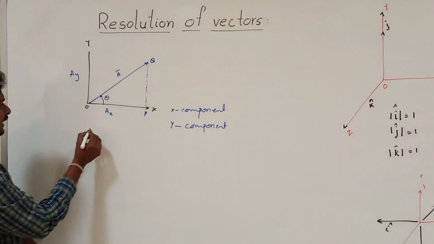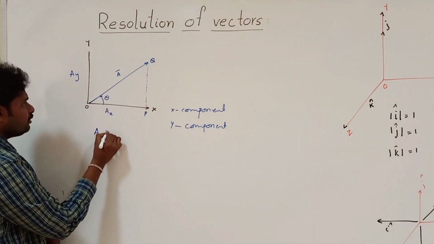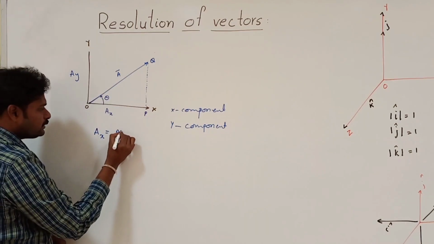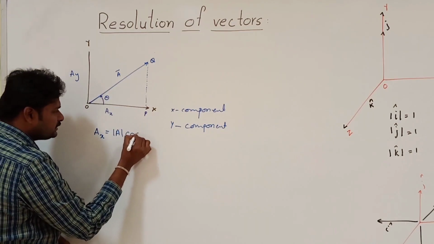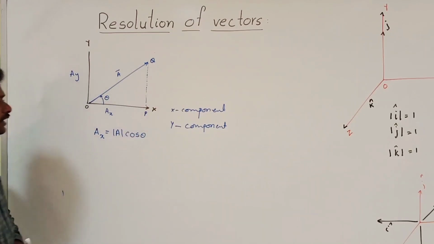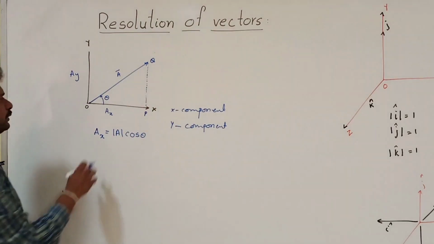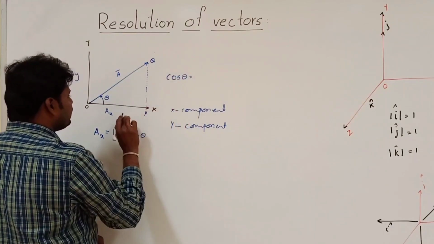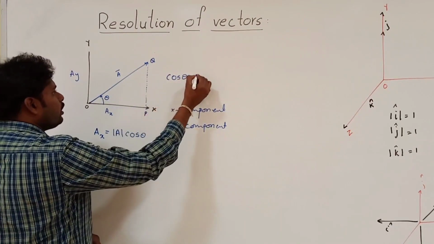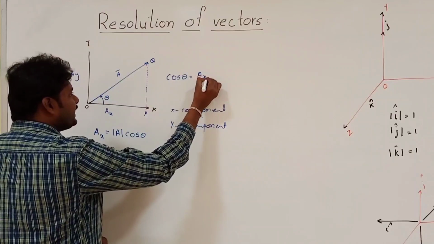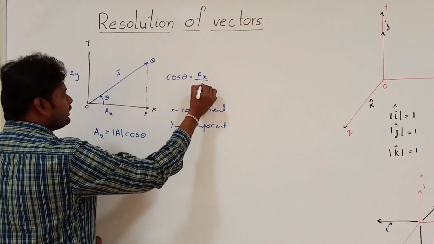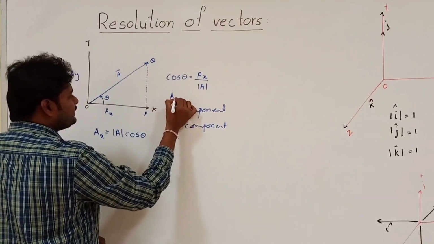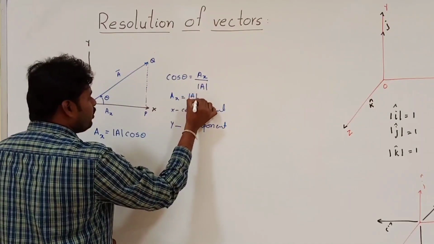How to write AX? AX is equal to, for vector A with the magnitude mod A, mod A cos theta. How have I written A cos theta? Simply assume: what is cos theta? Cos theta is equal to adjacent side by hypotenuse, that is AX by mod A. So AX is equal to mod A cos theta.